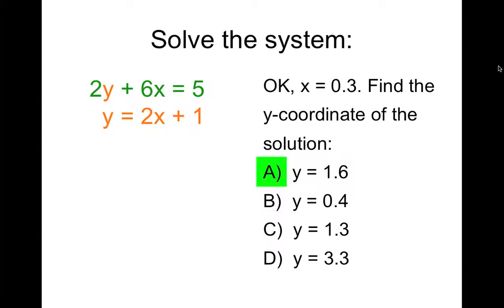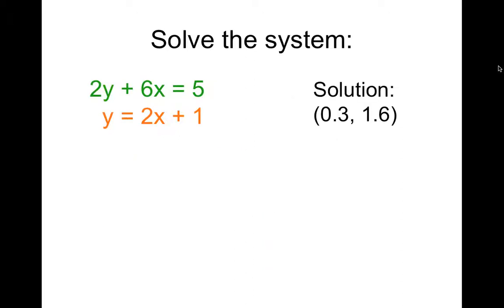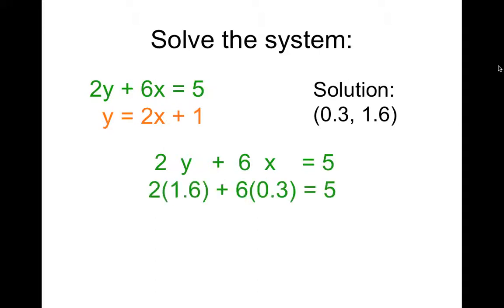The y-coordinate of the solution is 1.6. If I substitute in 0.3 for x in the second equation, 2 times 0.3 is 0.6, and 0.6 plus 1 is 1.6. So we think our solution is 0.3, 1.6. We should go back and check that in that first more complicated equation, just to double check we didn't mess anything up. So we'll sub in the 1.6 for y and the 0.3 for x, multiply these things, check that they add up to 5, and they do.